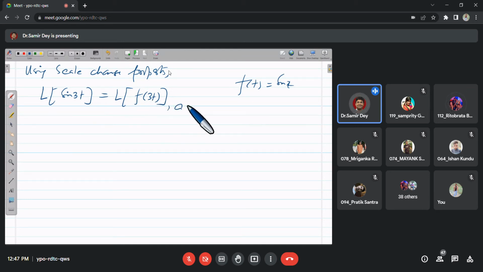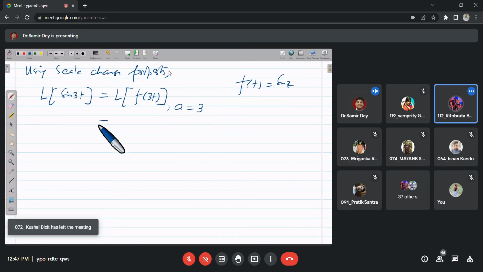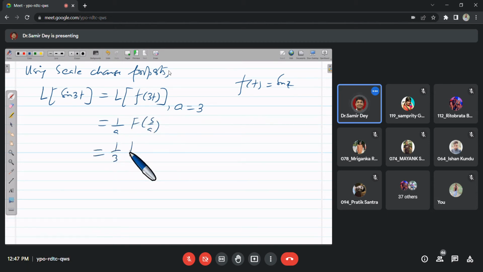Now, what is a here? A is equal to 3. The formula is 1 by a, F of s by a. What is a? 1 by 3, so s by 3. So what is F(s) you have? F(s) is 1 by s square plus 1.